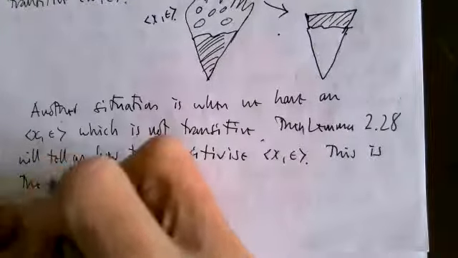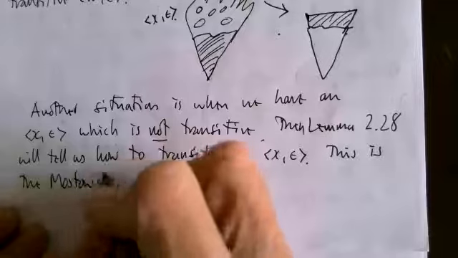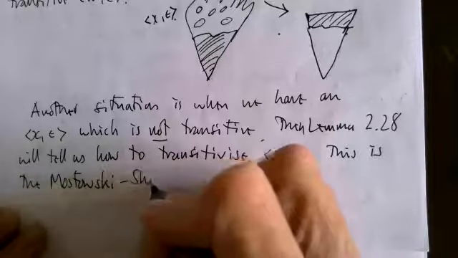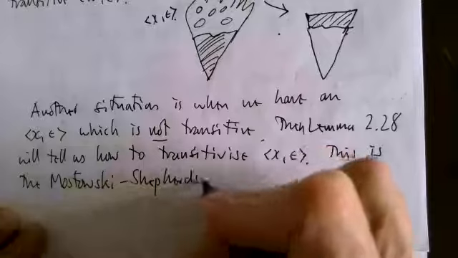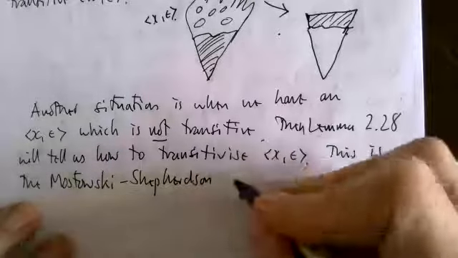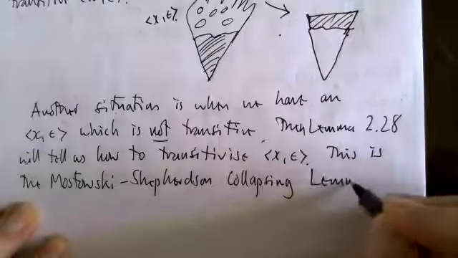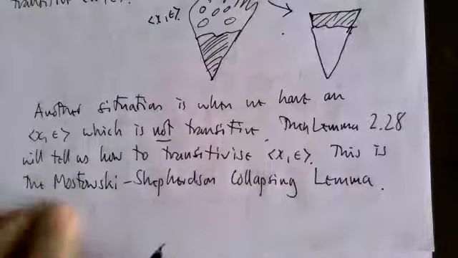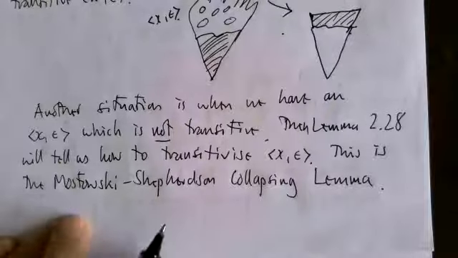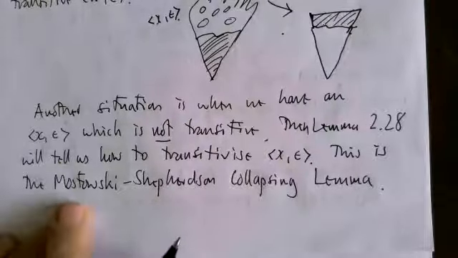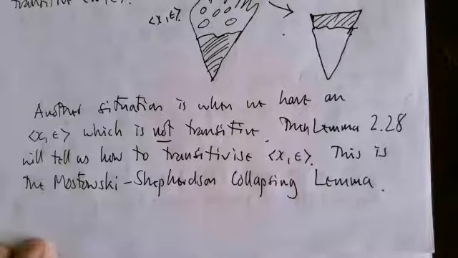So it's called the Mostowski-Shepherdson collapsing lemma. Right, so this is in the 1950s. There's a very eminent Polish logician, and this is a very eminent British logician who had his whole career at Bristol, John Shepherdson. So it's due independently to these two.